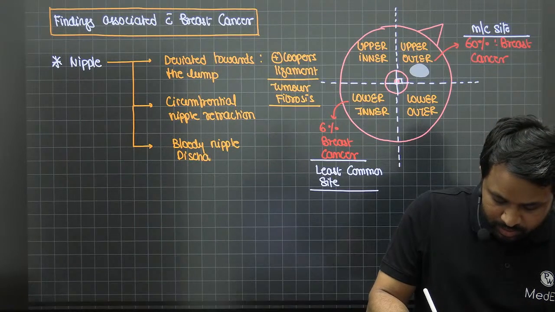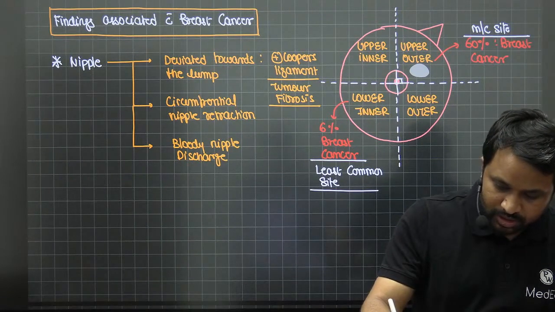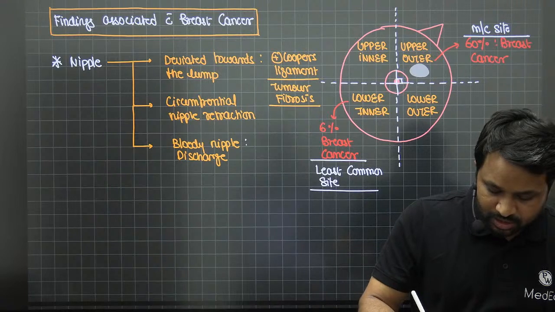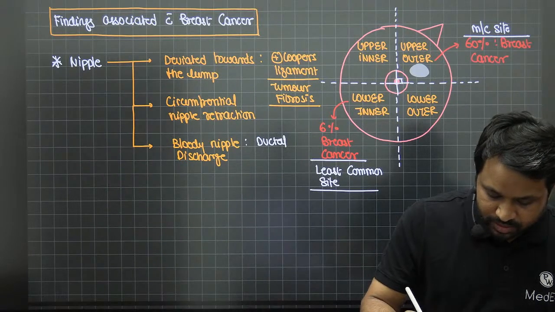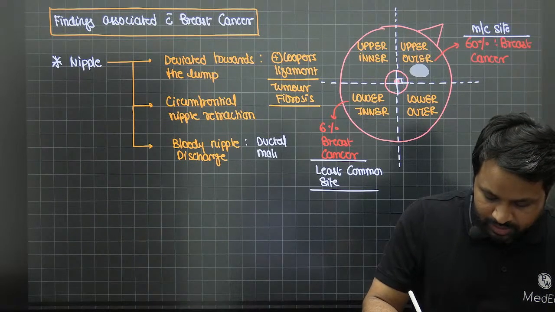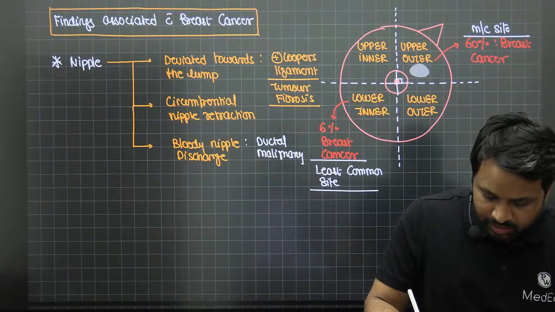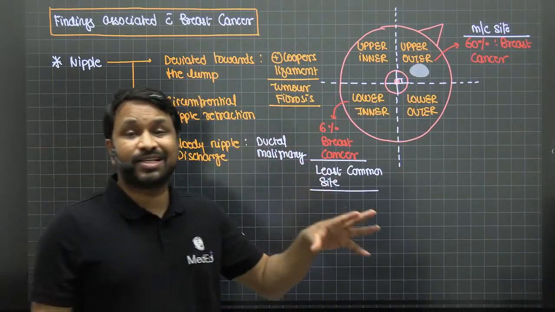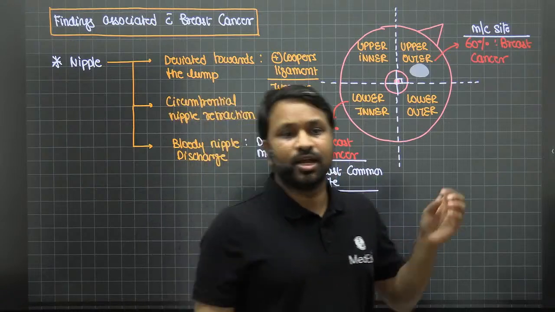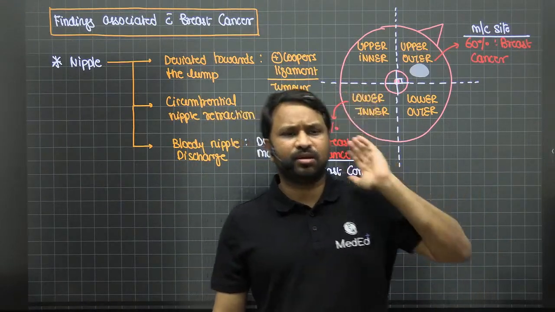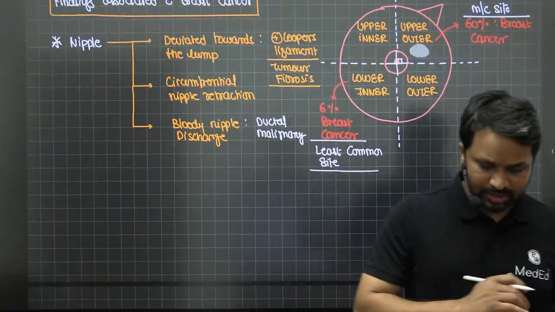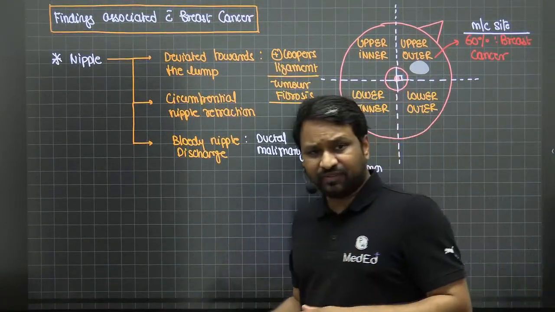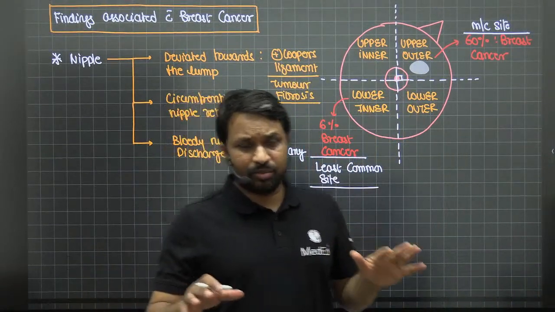But remember, whenever I talk about any nipple discharge, this is only possible if it's a ductal malignancy. And in breast, the most common type of breast cancer in terms of incidence is going to be invasive ductal cancer. Okay? So hence, invariably, you will see bloody nipple discharge is going to be present. So these are the various findings that you will see in the nipple per se.